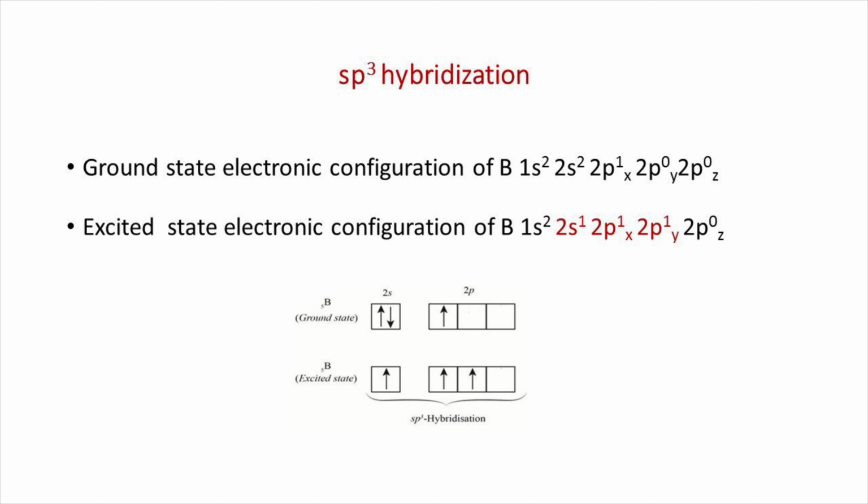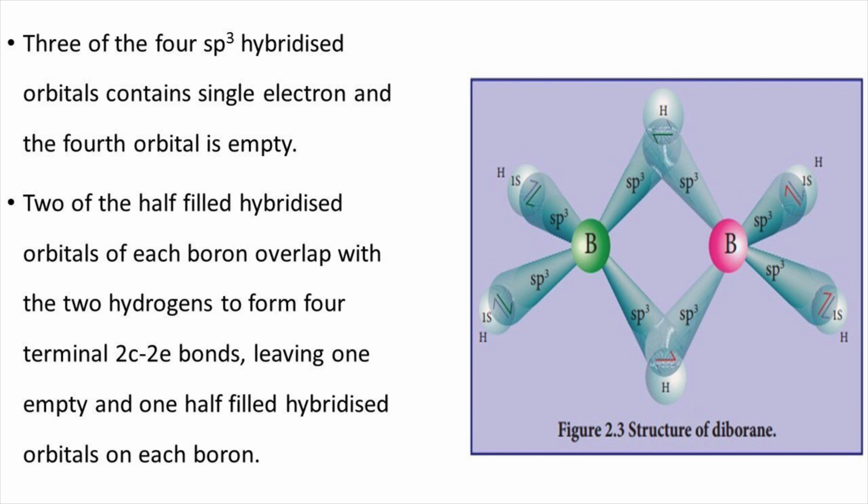We know the ground state electronic configuration of boron atom is 1s2, 2s2, 2px1. In the excited state electronic configuration of boron, one of the 2s electrons gets promoted to 2p, that is 1s2, 2s1, 2px1, 2py1. Now these 2s and 2p orbitals undergo hybridization. As a result, we get 4 sp3 hybrid orbitals. 3 of the 4 sp3 hybridized orbitals contain a single electron and the fourth orbital is empty.